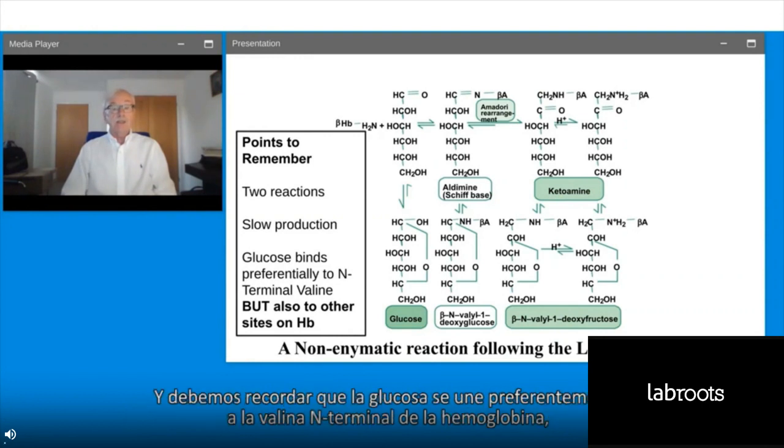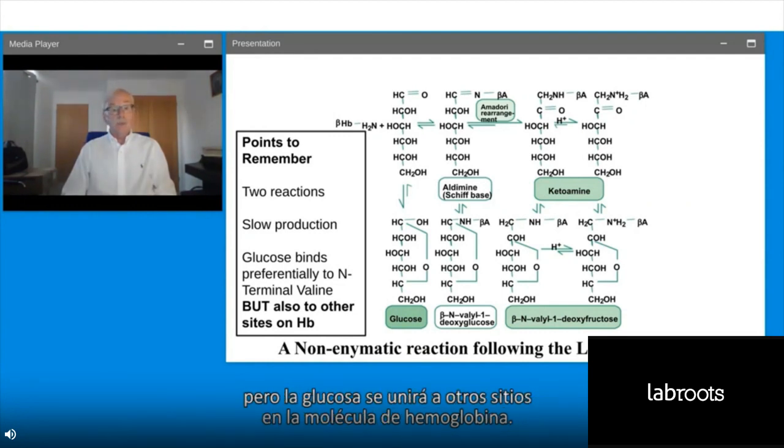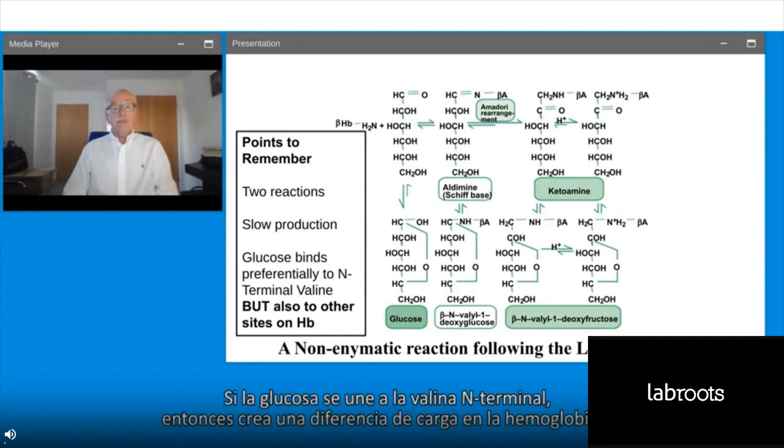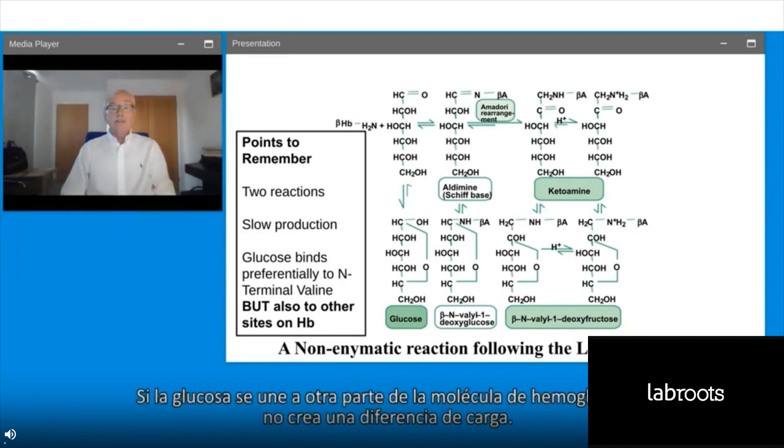And we need to remember that glucose binds preferentially to the N-terminal valine of the hemoglobin, but the glucose will bind to other sites on the hemoglobin molecule. If glucose binds to the N-terminal valine, then it creates a charge difference on the hemoglobin. If glucose binds elsewhere on the hemoglobin molecule, it does not create a charge difference.